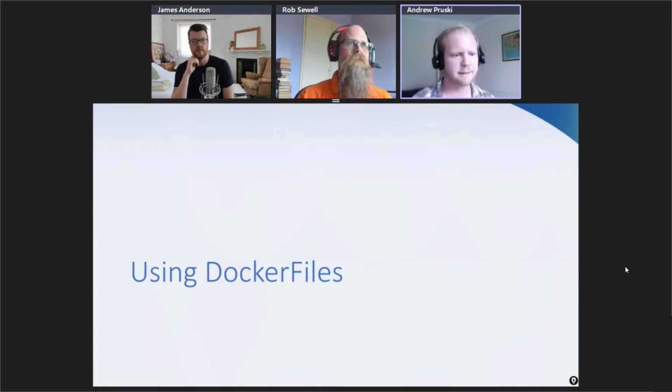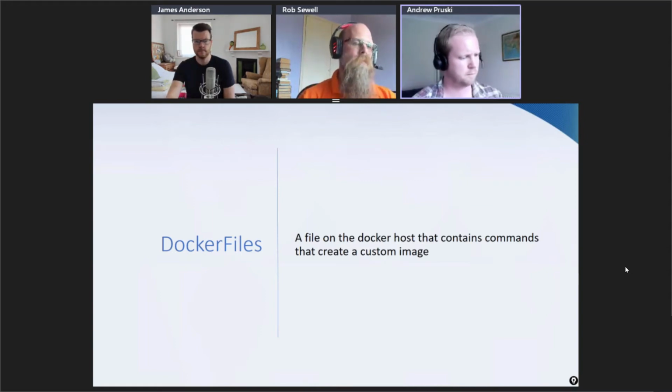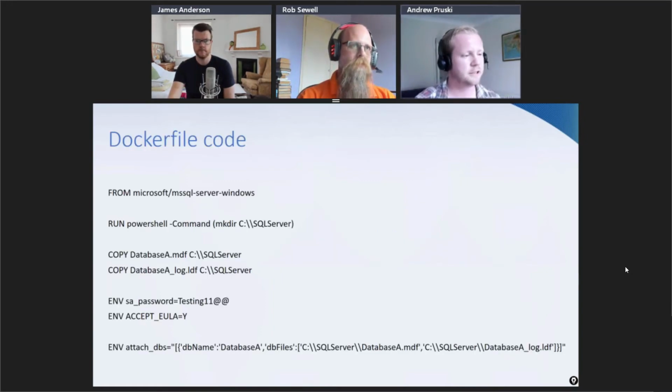Now, a Docker file is simply a file on a container host that contains a bunch of code that the Docker engine will work its way through, executing one by one and building our custom image. So here's an example Docker file. We're starting off with our basic. So we're going to build a new image from the existing image that we just downloaded.